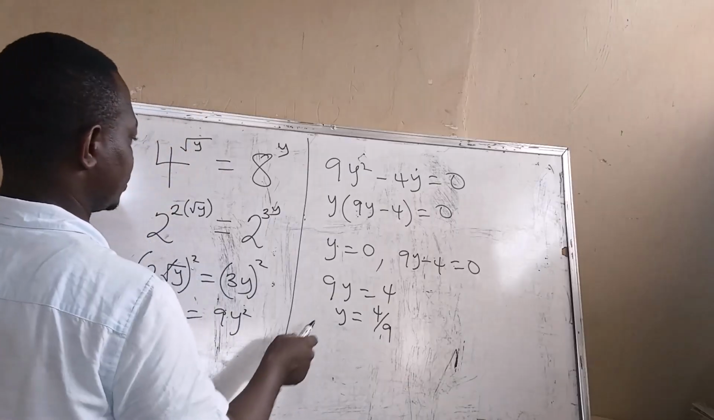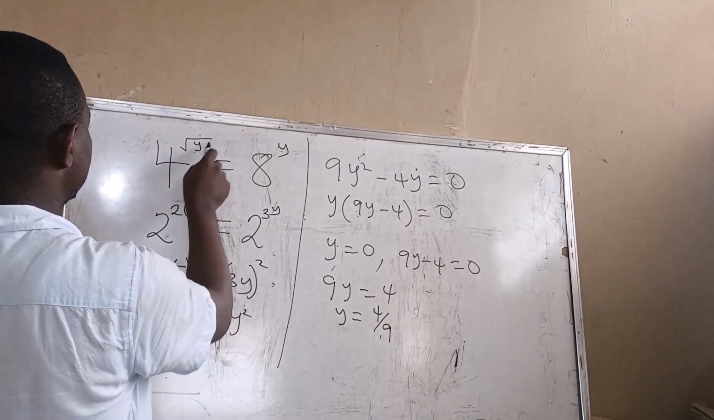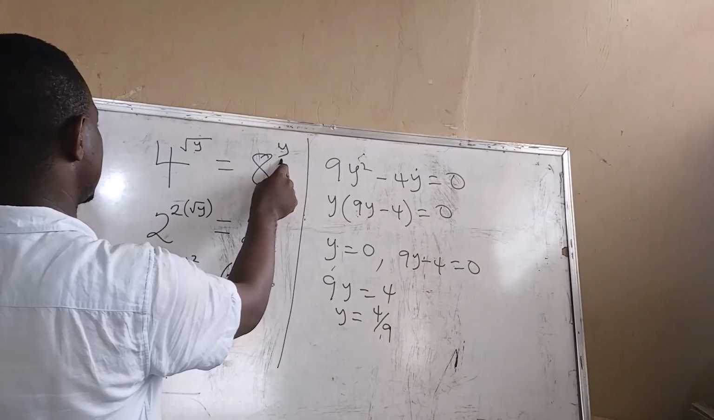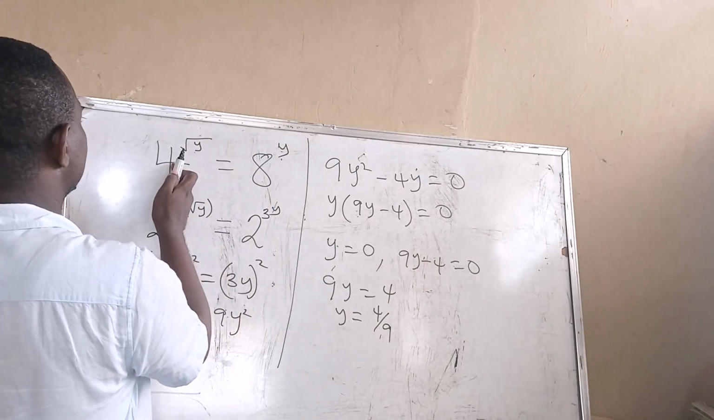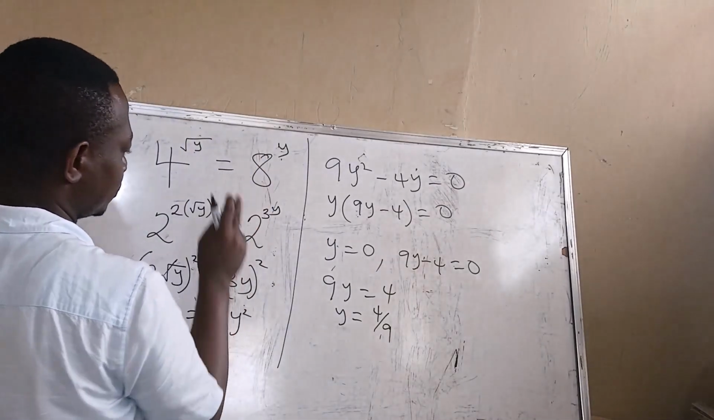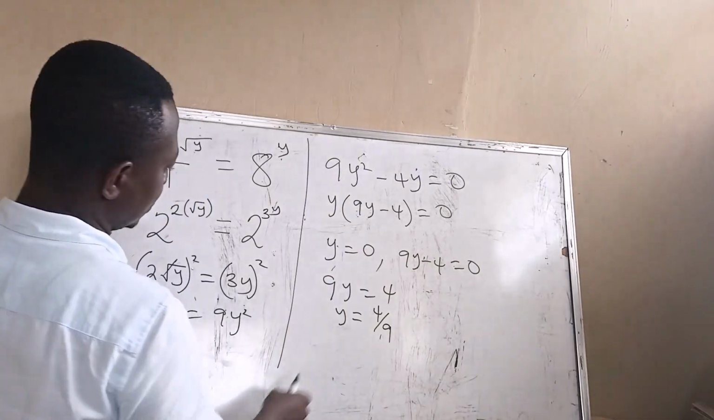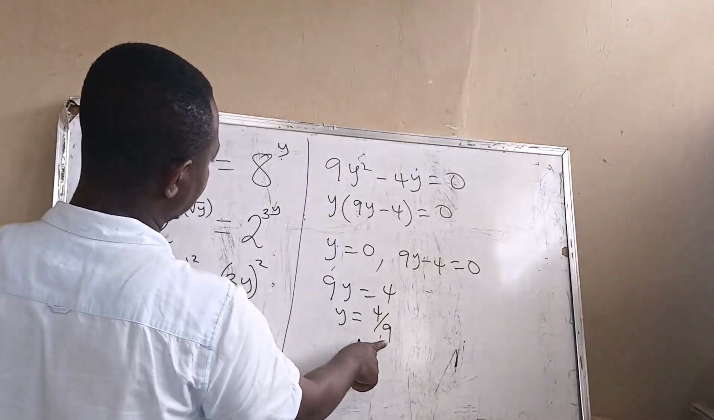Now let's verify. If I plug in 0 here, this side everything will be 0 and this side everything will be 0. So to the power 0 will be 1, to the power 0 will be 1. So 0 is correct.